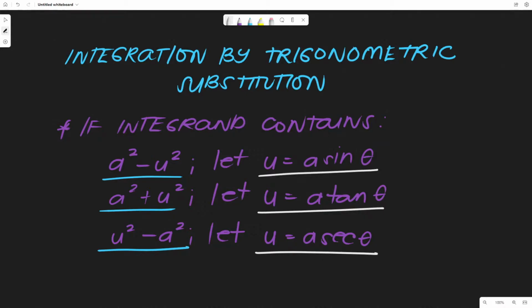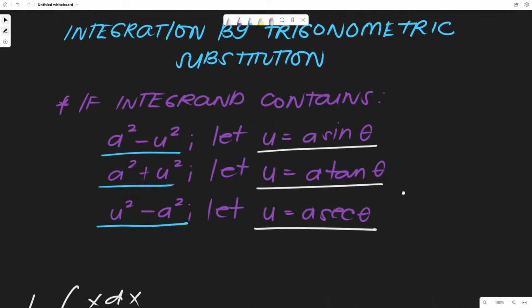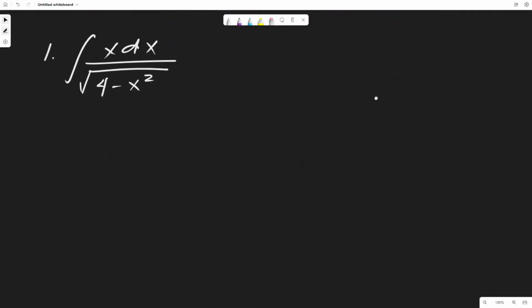So that is what we have written here. Then if we have a squared plus u squared, we let u be equal to a tangent theta. And if we have u squared minus a squared, let u be equal to a secant theta. So this is all you need to remember. These are the only substitutions we will use for trigonometric substitution. So let's try our first example.